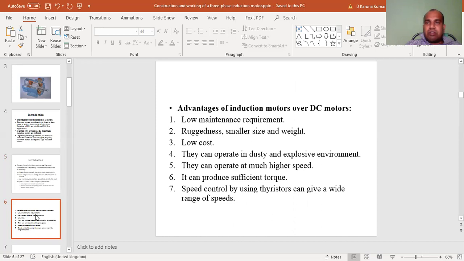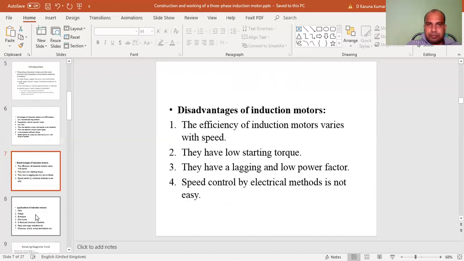What are the advantages of induction motors over DC motors? The construction is very easy, the maintenance is very low, the size and weight are smaller, and the cost is very low. These AC motors can operate in dusty and any environment. Induction motors can operate at very high speed and produce sufficient torque. Speed control using thyristors can give a wide range of speeds. So these are the main advantages of induction motors.